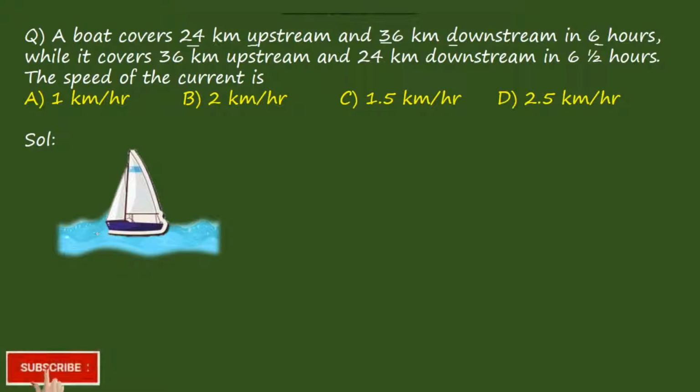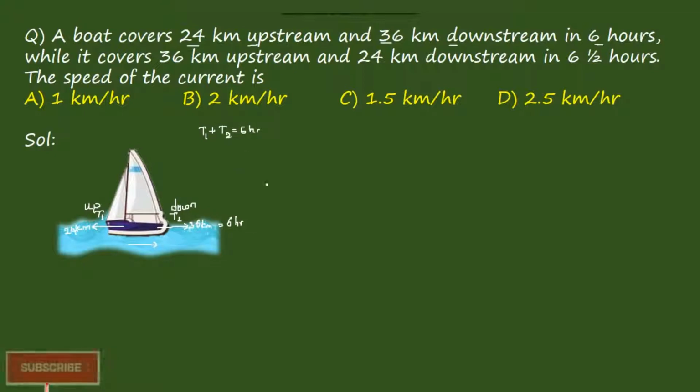If you consider a boat flowing in the water or a stream, what is upstream? When the boat is moving in the opposite direction of the stream, then it is called upstream. When the boat is moving in the same direction as the stream, then it is called downstream, right? Now it is moving 24 kilometers upstream and 36 kilometers downstream. Time taken is nothing but 6 hours. It is moving up, again it is coming down. So total time taken is 6 hours. If you consider time taken by the boat to move upstream as t1, and time taken to move downstream as t2, then we can say that t1 plus t2 is equal to 6 hours, right?